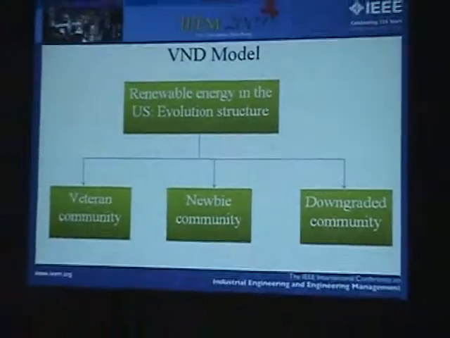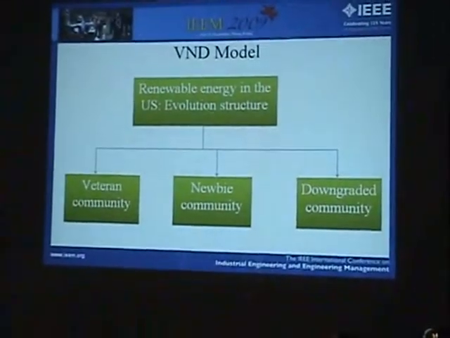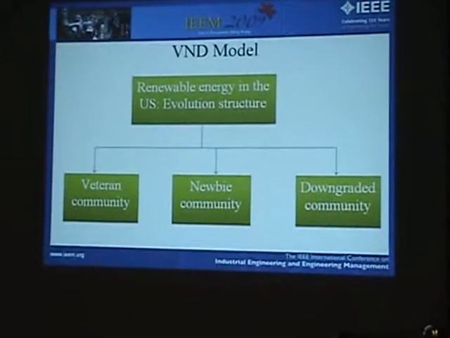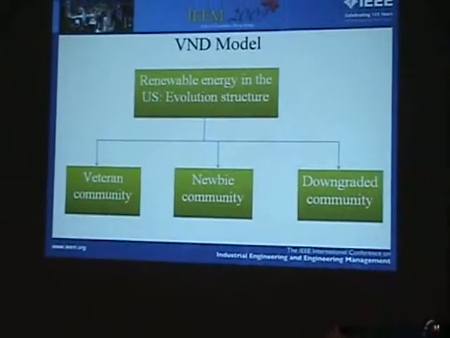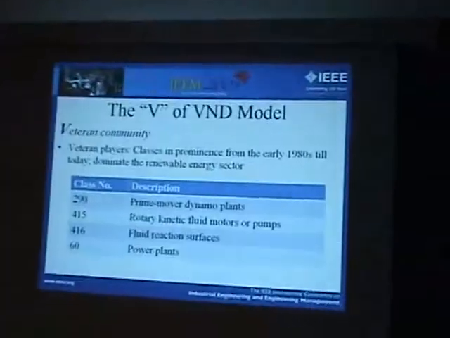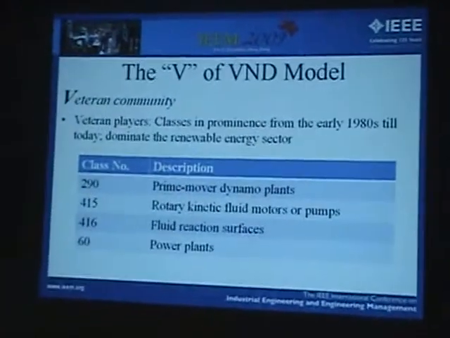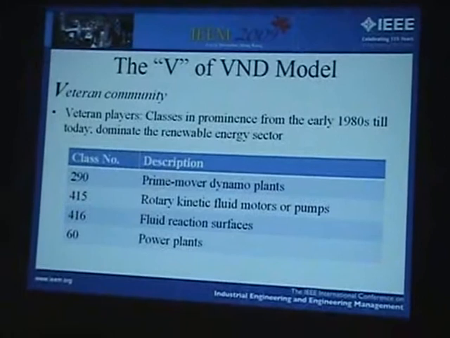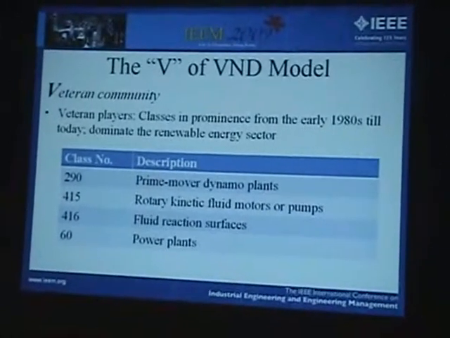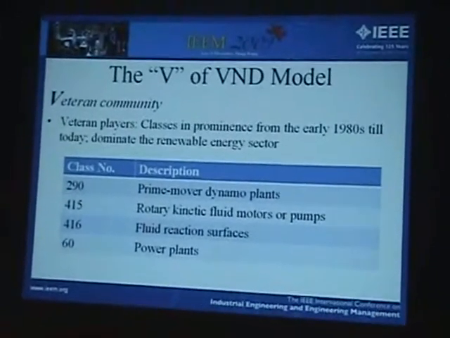So based on this, we designed our V&D model, which is basically modeling of the renewable energy technologies, and we categorize them into 3 categories. There's the veteran community, newbie, and the downgraded community. The V of our V&D model stands for the veteran community, which means those classes which have been in prominence from the early 1980s till today. And they have had an absolute dominance over all the other sectors.